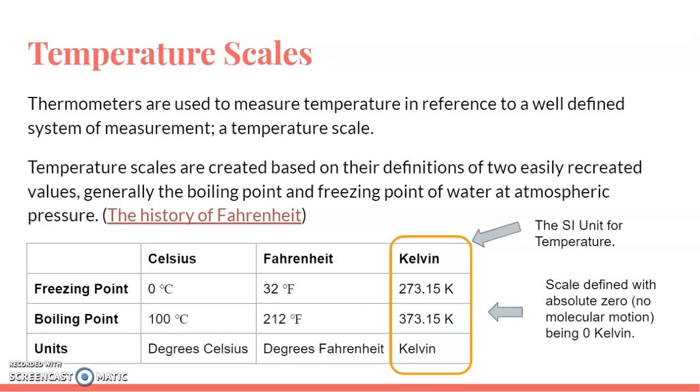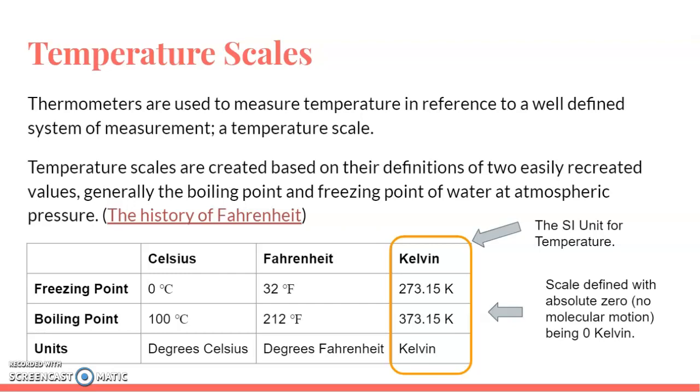Now, Kelvin is our SI unit for temperature. So for the most part, we're going to be using temperature in units of Kelvin. Kelvin is a scale that's defined where absolute zero is a value of 0 Kelvin. Absolute zero means that there's zero molecular motion, so we'll talk about this later, but that means zero kinetic energy. So basically that's non-existent. There are scientific experiments trying to get to that point, but nonetheless.